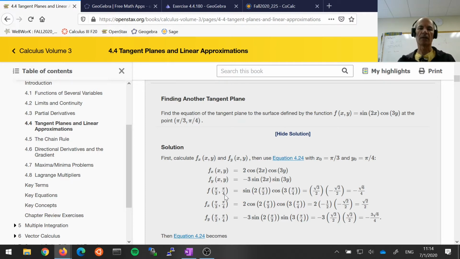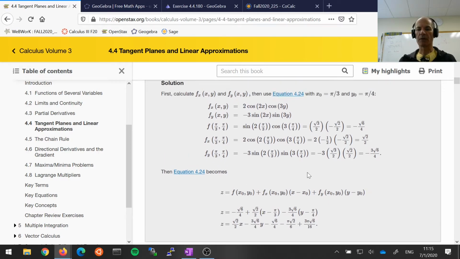Again, this point of tangency is not really the point of tangency, it's a point in the domain of the function f where we want to build the tangent plane. So if we want to find the z value, we have to plug in this point in the domain and compute f of pi over 3, pi over 4. So this gives us the z value. The 3 points together give us the point on the plane.